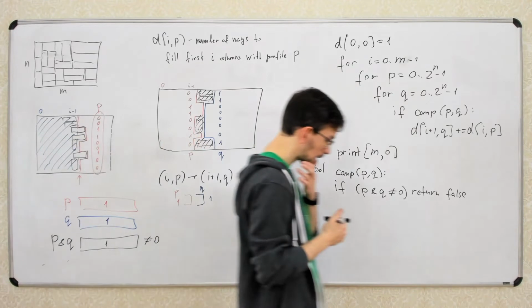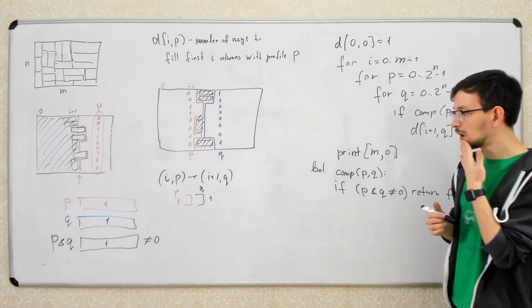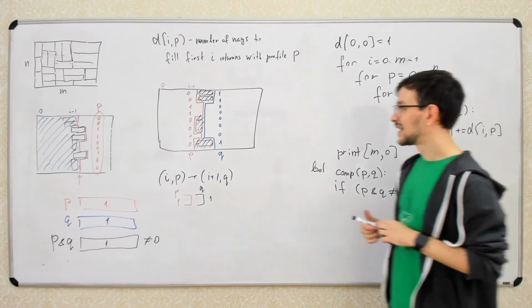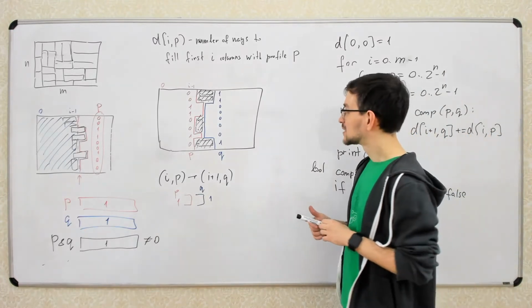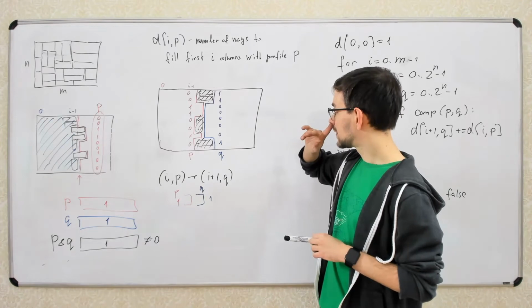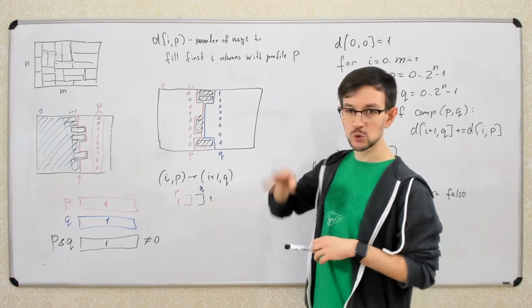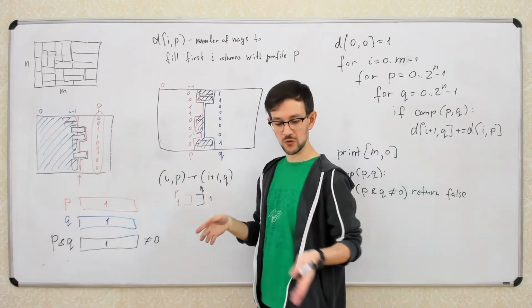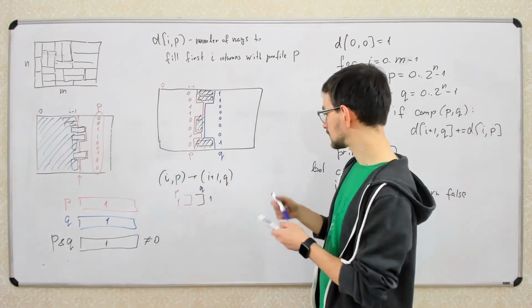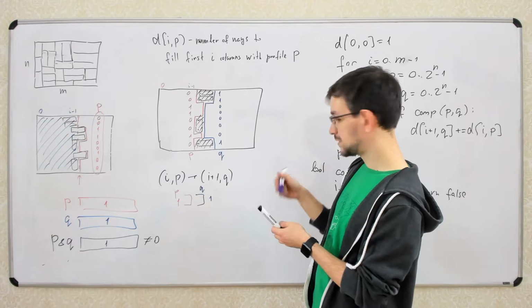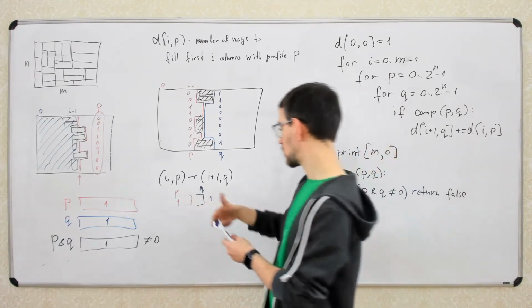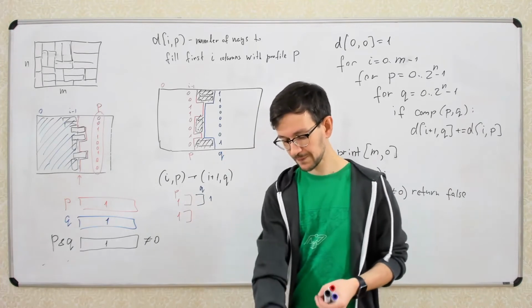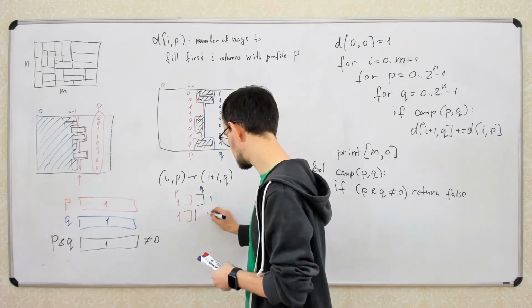Cool. Now, what else do we need to check? Let's see. So what else do we have left? If we have 1 and 1, it's already false. If we have 0 and 1, so if in profile P we have 1, and in profile Q we have 0.